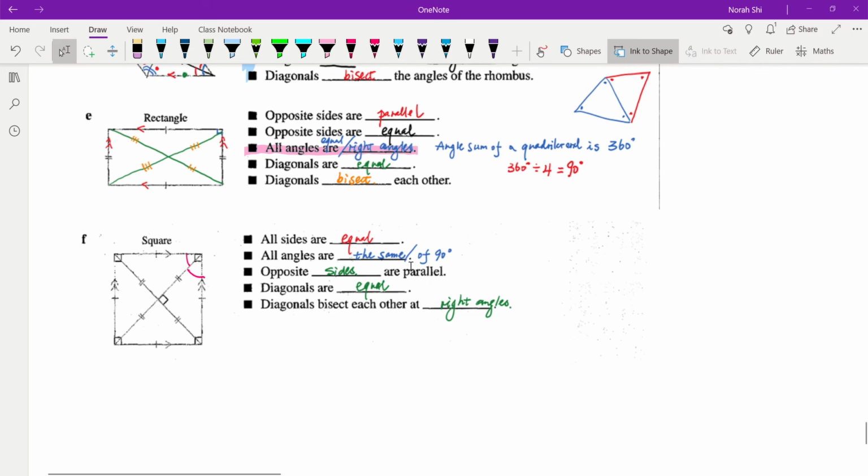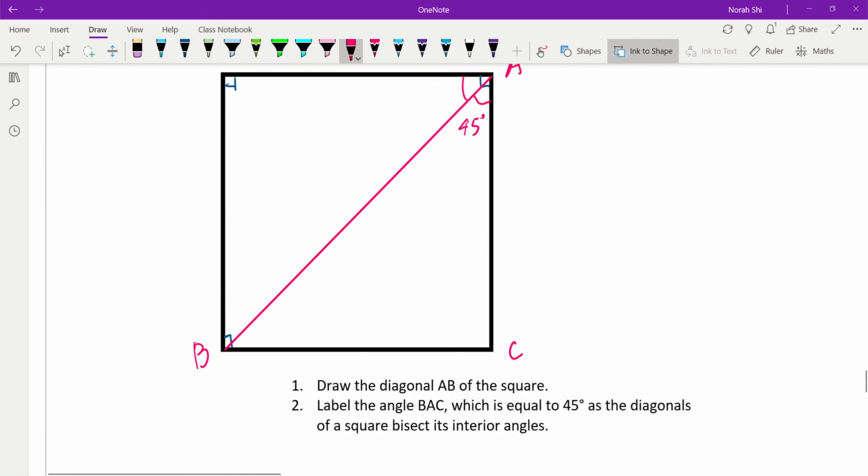So I have labeled these angles with a single curved line because they are all equal to each other. The diagonals bisect the right angles. What is half of 90 degrees? It is actually 45 degrees. So actually all these single curved lines represent a 45-degree angle. So let's get back to our question.